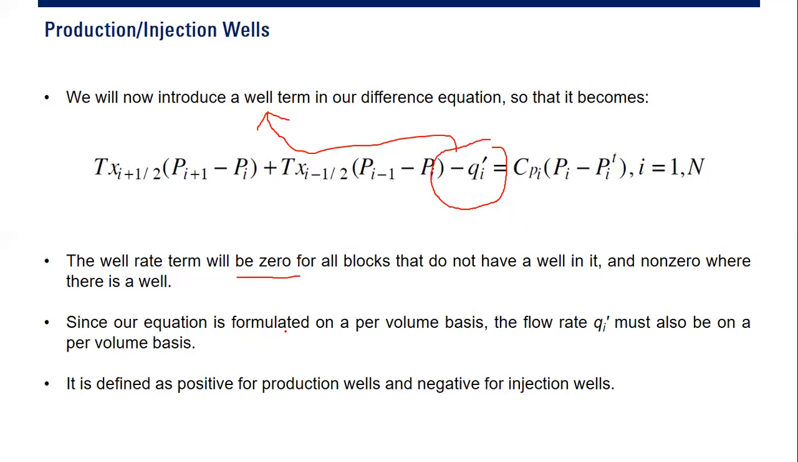Since our equation is formulated on a per volume basis, the flow rate Qi must also be on a per volume basis. So it's per volume, not per mass. Ya, jadi ini per volume, bukan per massa. It is defined as positive for a production well, and negative for an injection well. That's the convention.